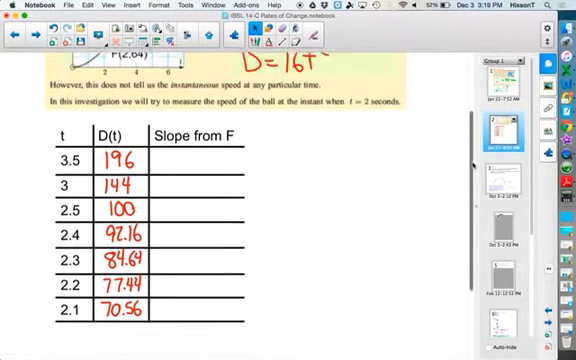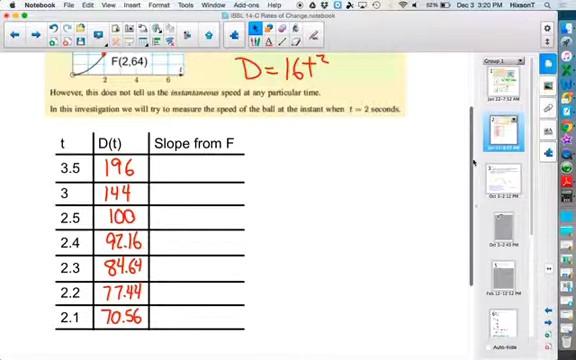But let's start here with our function, with our point F, and find the slope. You and your partner can divide them in half and each do part of them. Find the slope from point F to these points down here. You should get a different slope for each time. Each of those slopes will give us the average speed over that interval. So go ahead and try that.